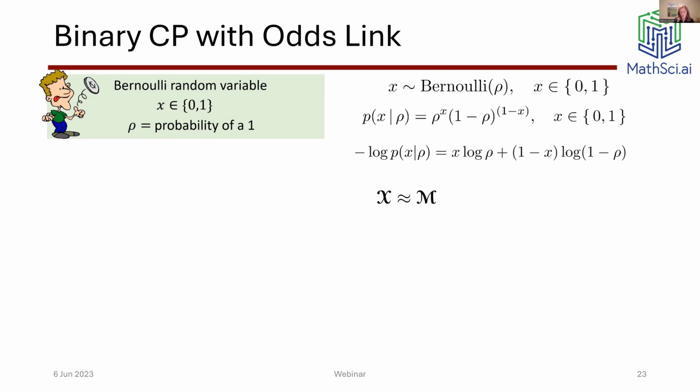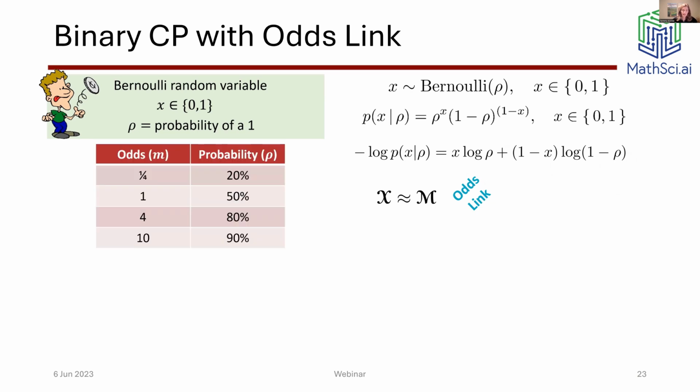And so we want our x to be approximately equal to m. What does that mean? Well, we have to link things. So here's a link that's other than the identity. We're going to say that the model will give us the odds, and the probability rho is, say, 20%. So if rho is 20%, then our m will be 1/4. If rho is 50%, then our odds will be 1. If rho is 80%, then our odds will be 4 to 1. And if our probability is 90%, we'll say that our odds are 10.